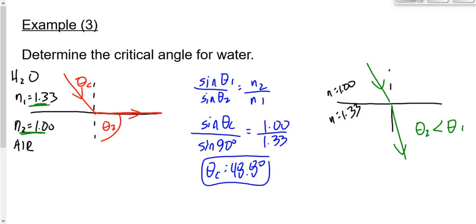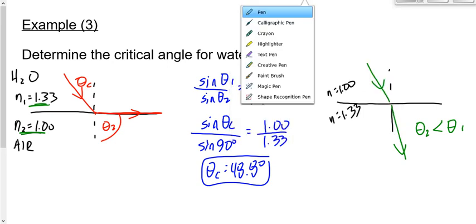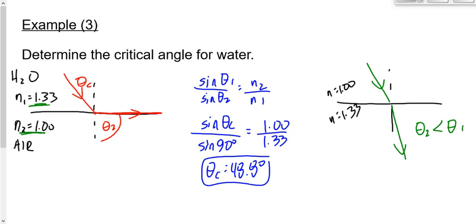Now, real quickly here, let's look at what would happen. I'm going to do this in purple because you have to understand that it's not actually correct, what I'm about to do here, okay? So don't even write this down. Sine theta c over sine 90. Let's say we got the n's mixed up here and went 1.33 over 1. Try that on your calculator and see what would happen.